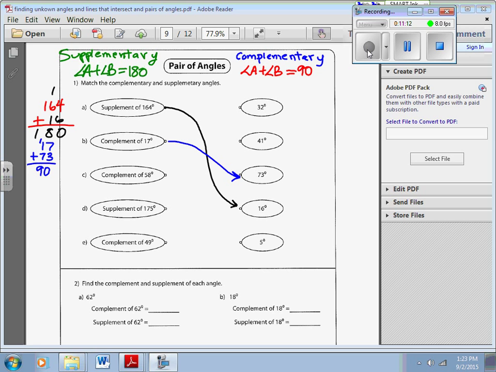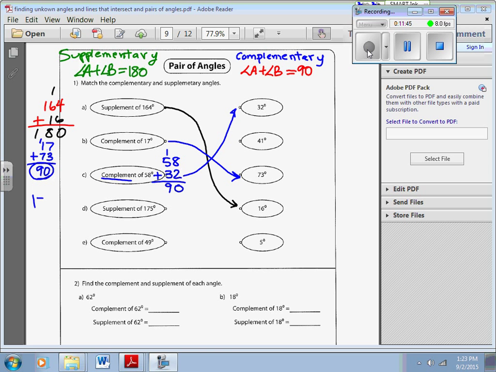Yeah? Okay. Complement of 58, so I'm going to have to do this. 58 plus what will give me how much? 32. Complement should always give you 90. Okay? 8 and 2 is 10, carry over the 1. 5 and 3 is 8, plus 1 is 9, which is correct. So 58 matches with 32 right there. We're okay so far?